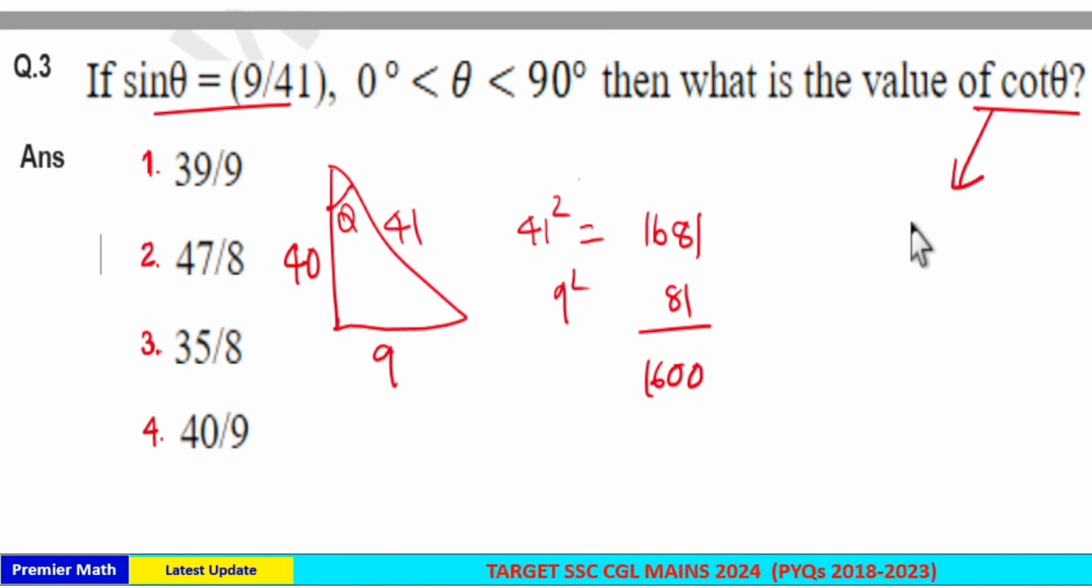Then cot theta is equal to 1 by tan theta. Tan theta is 9 by 40, which means cot theta is 40 by 9. Option 4 is your answer.